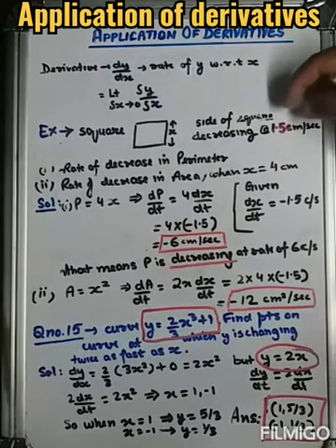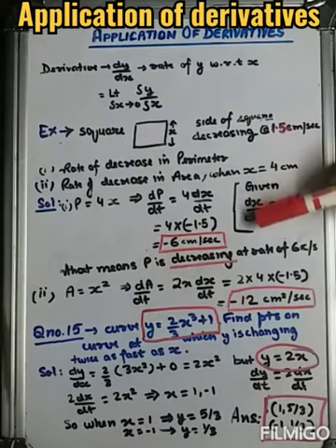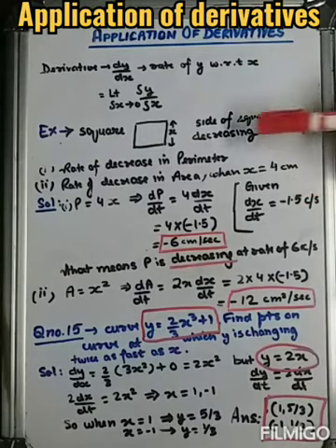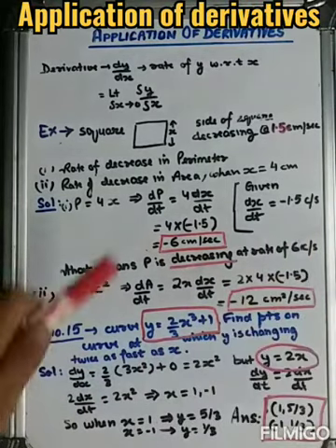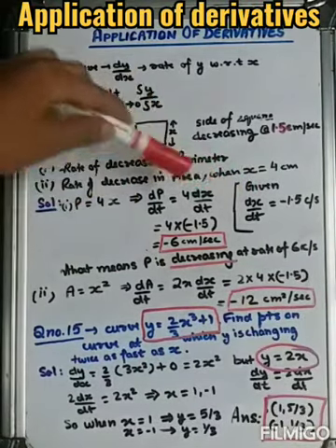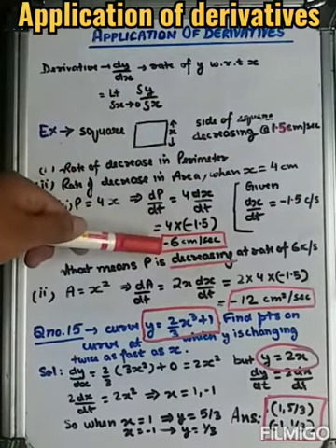Because the side is decreasing. What is the side representing here? It is x, with respect to time. So dx by dt is given as 1.5. And if it is decreasing, you have to put a negative sign. If it is increasing, you have to put a positive sign here. So we have got dx by dt. So put the value of dx by dt as minus 1.5. This equals minus 6 centimeter per second.